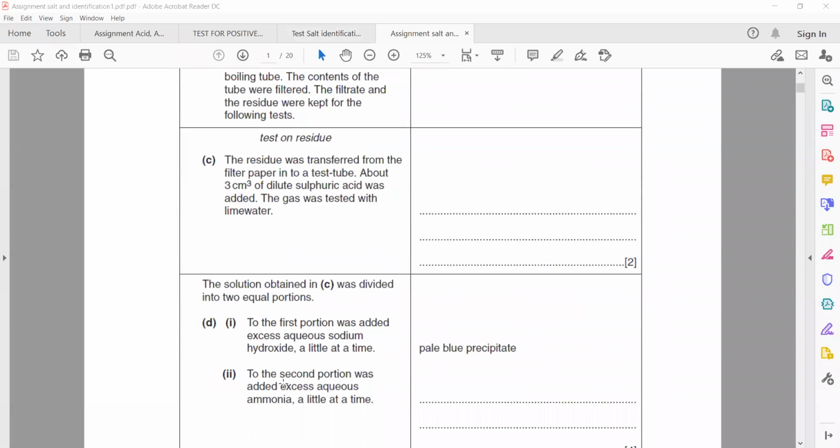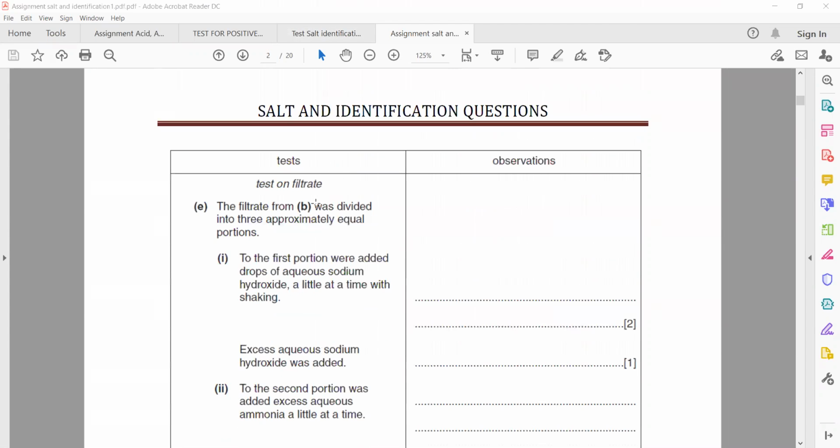Then you add sodium hydroxide. Sodium hydroxide is a test for positive ions. If you observe a blue precipitate, you check the test for positive ions and identify that the blue precipitate is due to copper 2 ion. So this shows that a copper 2 ion is present in this salt. And if you add an excess of aqueous ammonia, the blue precipitate will dissolve and form a deep blue, inky blue or royal blue solution.